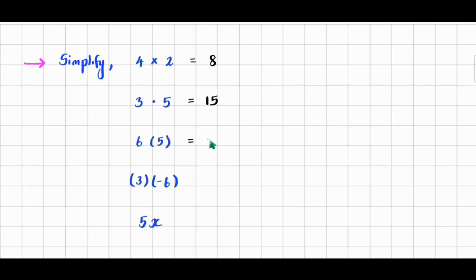So 6 times 5 is 30 or 3 times negative 6 is negative 18, since 3 is really positive 3 and a positive times a negative is a negative 18. And finally, if you put the number next to the letter, it will mean multiply. So 5x means 5 times x. Since the x looks like the multiplication symbol, that can be very confusing. So in algebra, we don't use the multiply symbol between numbers and letters.